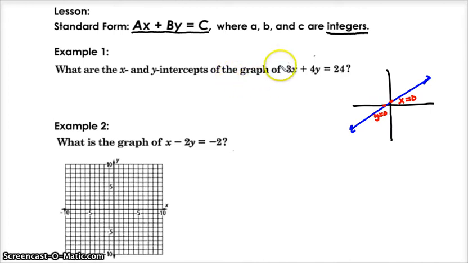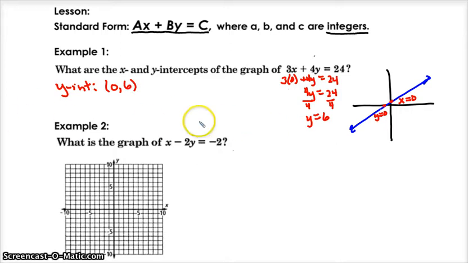So, to do so, if I wanted to find the y-intercept, I would plug in 0 for x. So let's try it. 3 times 0 plus 4y equals 24. 3 times 0 is 0, so I'm now left with 4y equals 24. And to find y, I divide both sides by 4. So y equals 6. This means that my y-intercept is the point over 0, up 6.